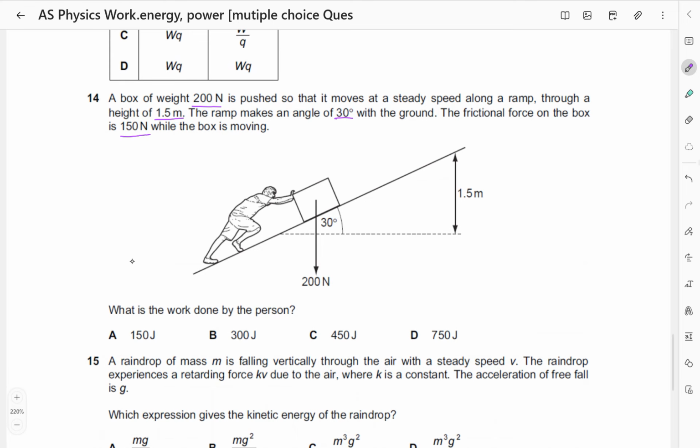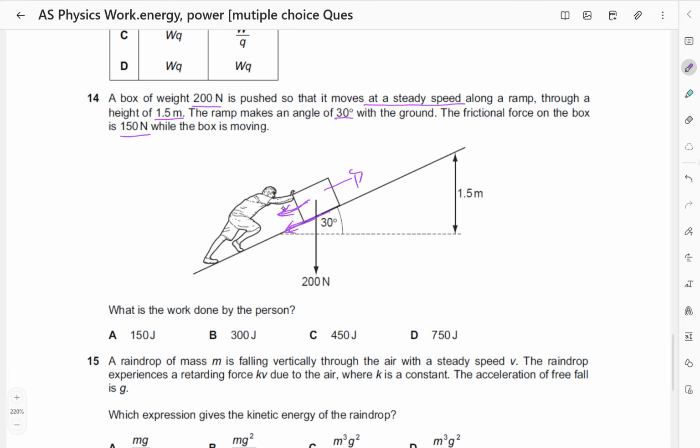So we want the work done by the person, which is going to be force times the distance moved through by that box. We are going to do work against the friction, and at the same time we are going to gain gravitational potential energy. But they said at a steady speed, that means at a constant speed. So the resultant force is going to be zero. So the force upwards is going to equal the force downwards. Downwards we have two forces, the component of the weight down the slope and the frictional force. And those two, when we sum them up, should be equal to the force upwards.